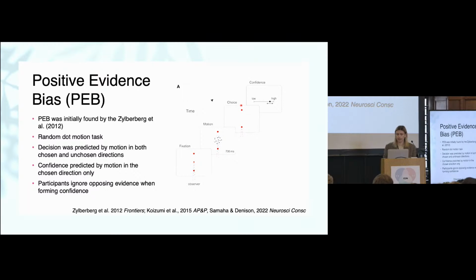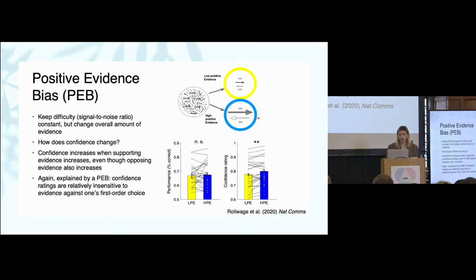So it looks like as soon as participants made the choice, they started ignoring evidence opposing their decision when forming confidence. So one consequence of that is that it is possible to drive confidence up or down by manipulating the total amount of evidence, even when we keep difficulty constant. So for instance, in this study from our lab, Rollwage and colleagues 2020 kept a signal-to-noise ratio stable, but increased or decreased the total amount of evidence. So they created a low positive evidence condition with a low signal and low noise, and a high positive evidence condition with high signal and high noise.